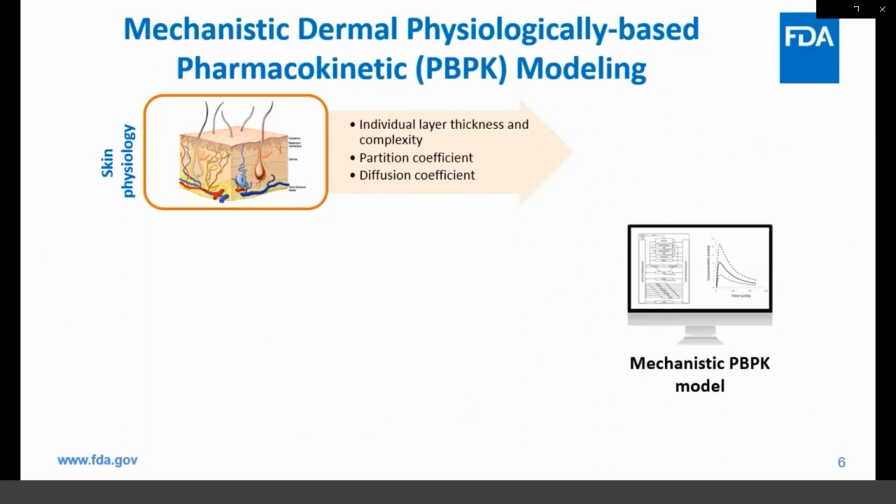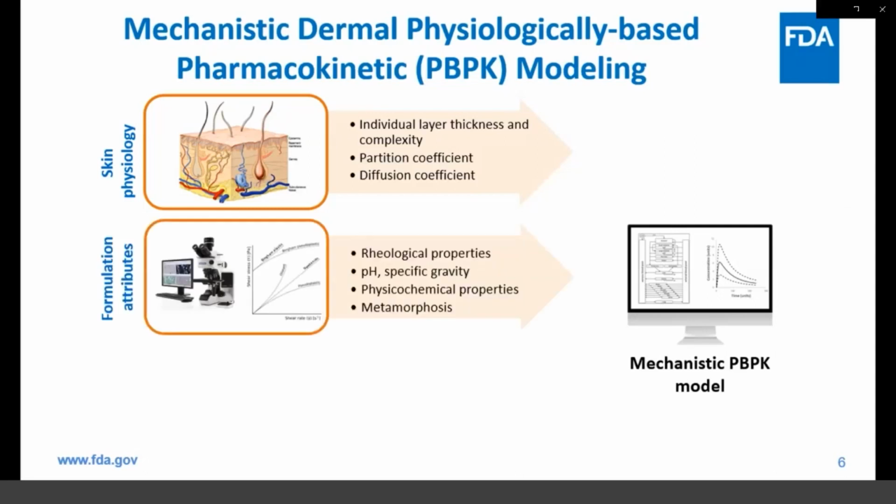The permeability and diffusibility of a drug molecule of a drug product is governed by the interplay of the skin physiology with the physicochemical properties of the API and formulation. So our mechanistic PBPK model should capture this interplay.